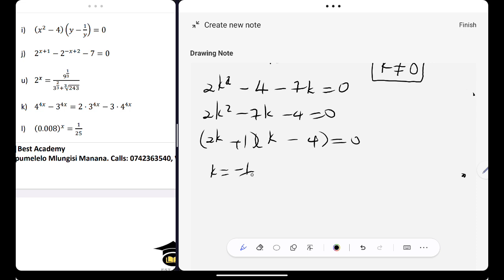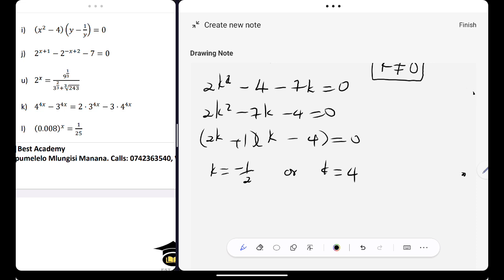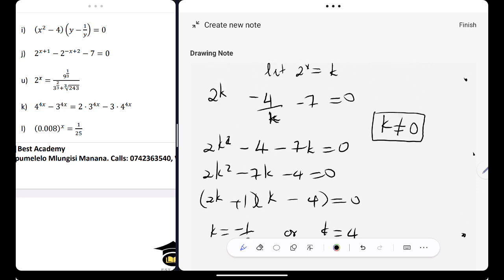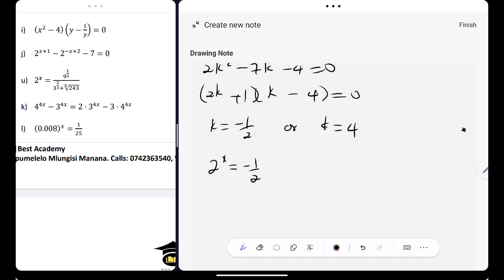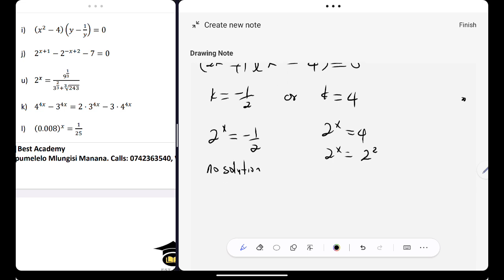This thing is k is equal to this, or k is 4. Since I'm dealing with exponents, guys, 2 to the x can never be equal to a negative number. There's no value of x that I can substitute here in place of x and get a negative number. So whenever you have things like this, there's no solution altogether, but here we can find a solution because 4 is 2 squared. When the bases are the same, it simply means the exponents are equal.